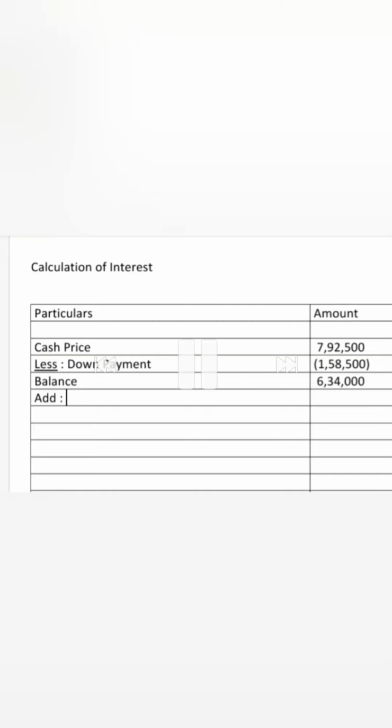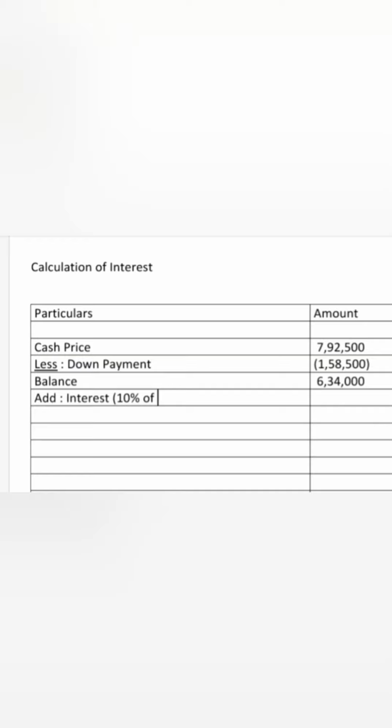Now this technique we have to use every time. 6,34,000, no doubt it will be paid, but it will be paid in 4 installments, right? So this technique we will use every time in order to calculate the interest as well as the balance amount after payment. So under this technique we have to add interest first and we have to less the payments, right? So add interest will be added. Interest they have given 10% in the question.